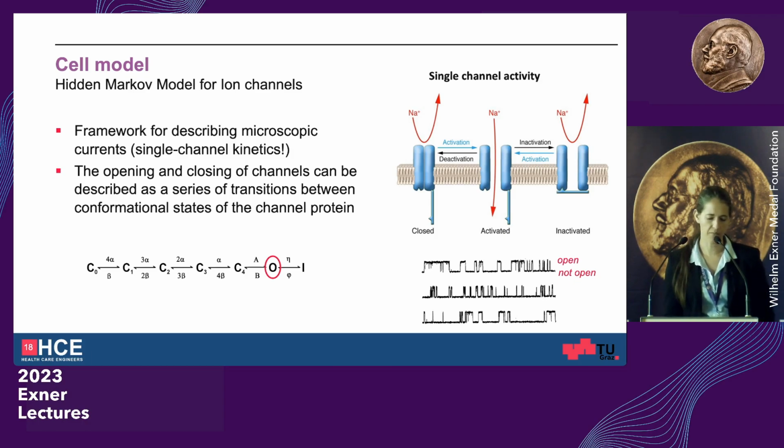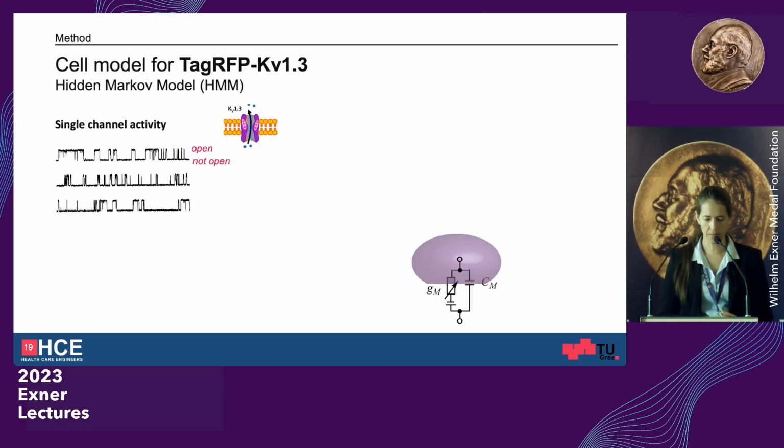We can see, for example, here a representation of a very simple kinetic with 5 different closed states, an open state and 1 inactive state. And in the open state, we see the current flowing. So if we implemented the states for our specific channel, it's actually a very simple structure.